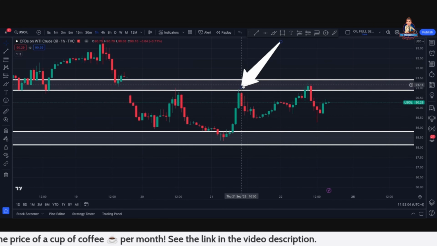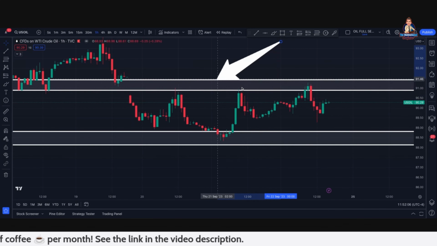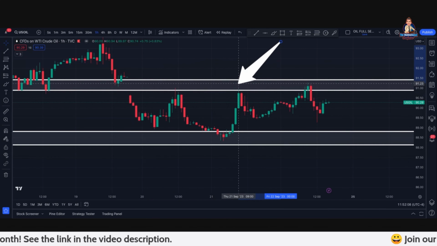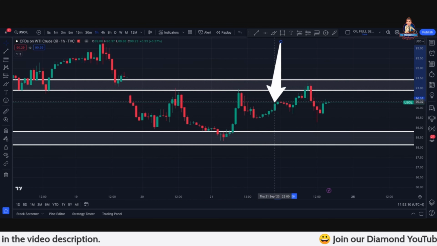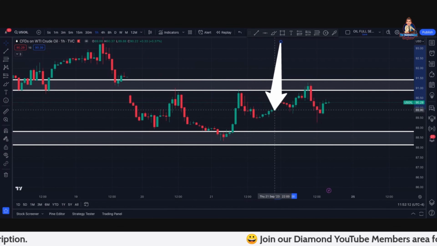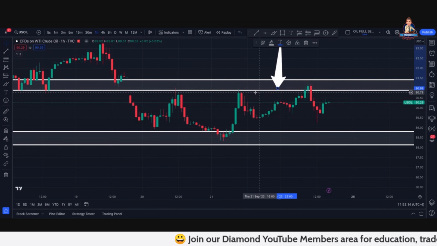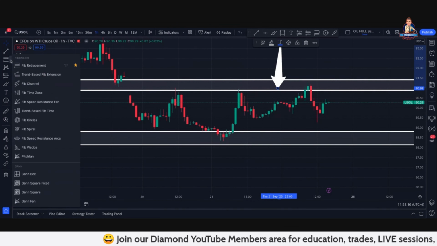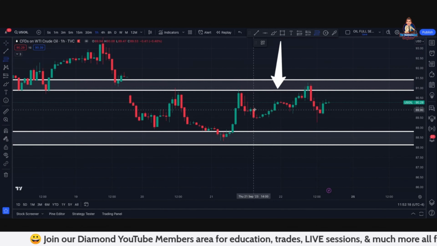Now we take this scenario right here. So we understand that we've got levels of resistance here, but how about this dip and rise here that didn't create a full teacup? Well, this is where you can add another tool to your tool belt.